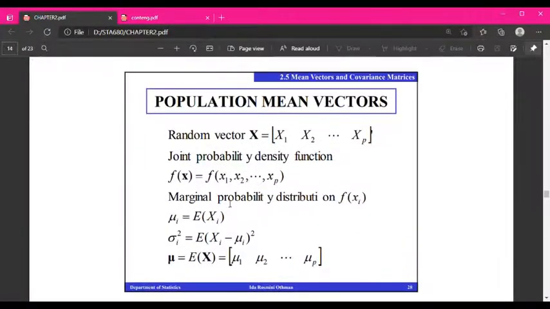This is the population mean vector, the same thing, except this is the population. This is an example of a random vector. A vector is actually one column, so because of that it is written like this: this is one row, but with a transpose. Take the transpose of this and you will get the vector, right?